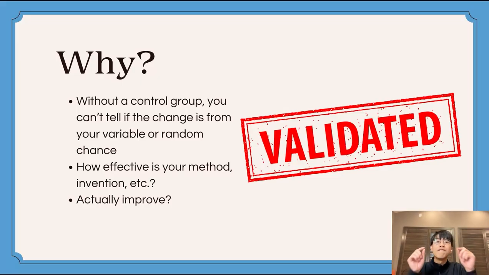Basically, we're just trying to see how effective your method or your invention is. Is your invention actually improving something? Is your method actually improving something? Or is your method actually working? That's why we have a control group.